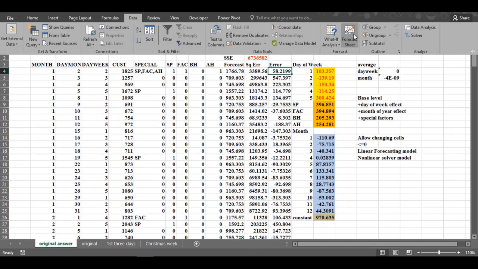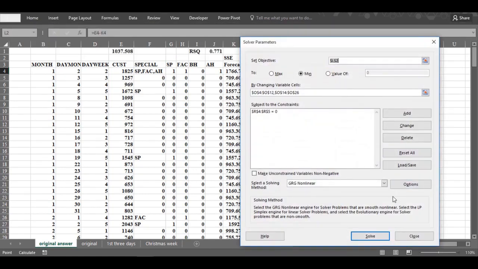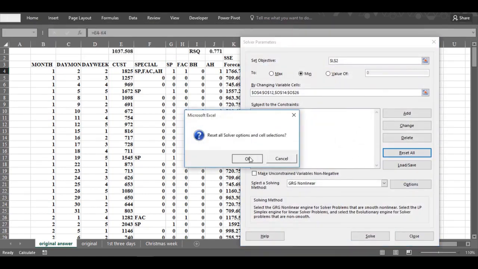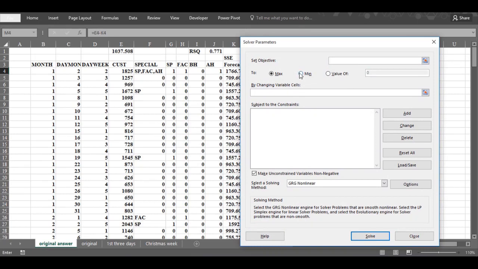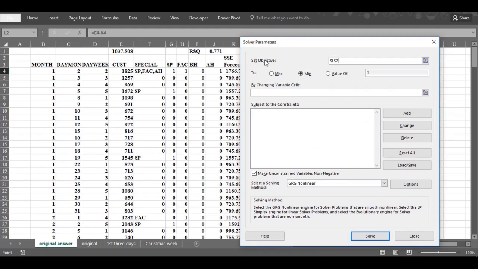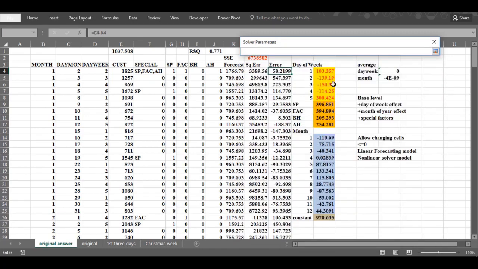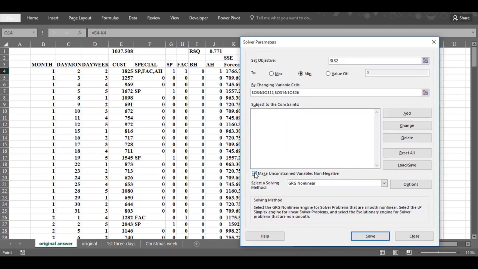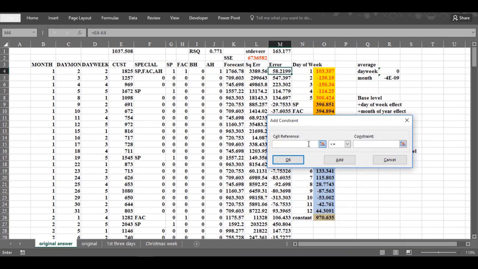Okay, we should probably put this in from scratch, so we will. So we can reset all. Okay, so we're going to minimize squared errors, that's right there. Now we're going to change this set of changing cells, a comma or control key, this set of changing cells. Don't want to make everything non-negative. So I'm going to add, also the average day of the week and month of the year effect is equal to 0.